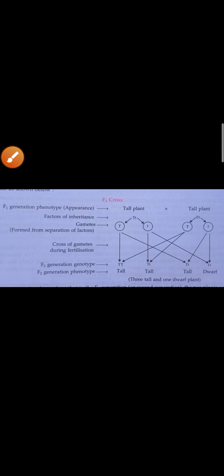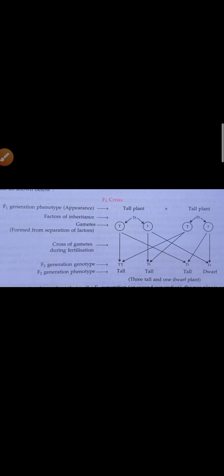Good morning, students. Today we will discuss again the monohybrid inheritance, also known as the law of dominance. You can also understand it as the law of segregation. Children, both laws can be covered by a monohybrid cross.